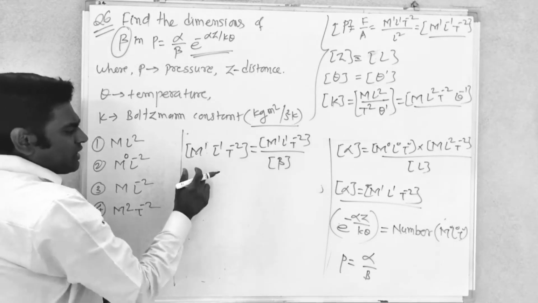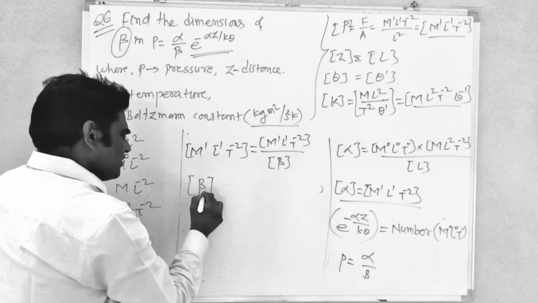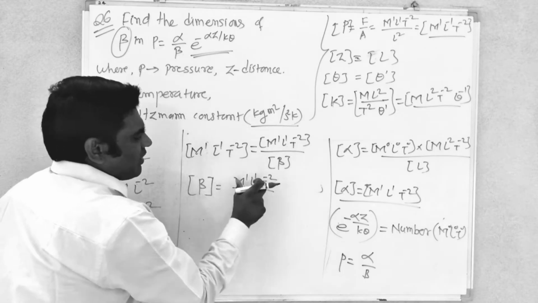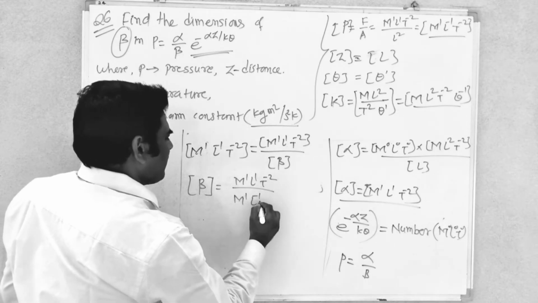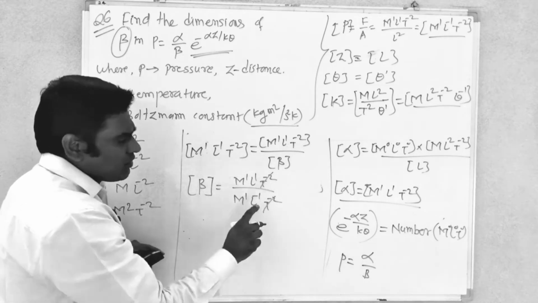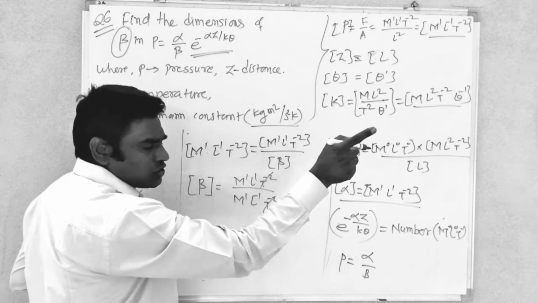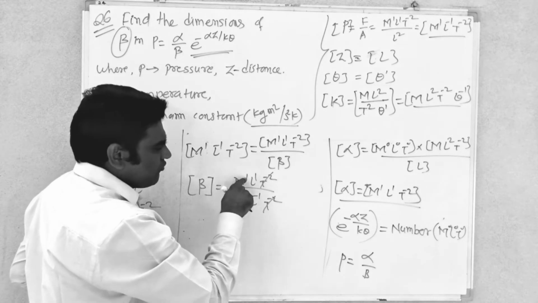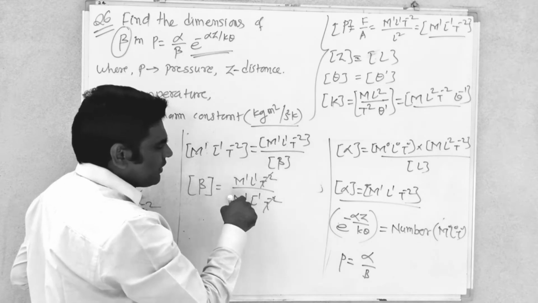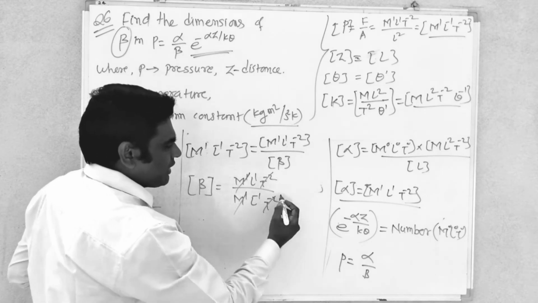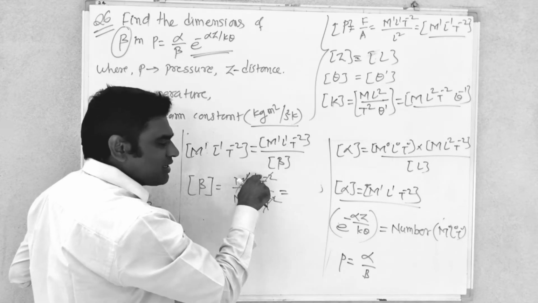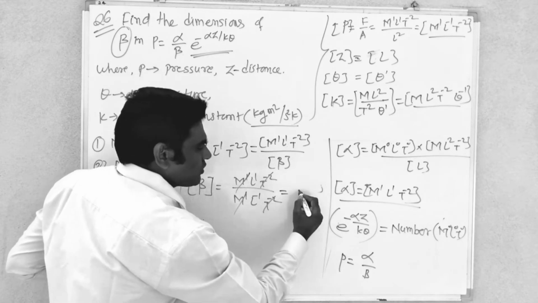So the dimension of beta, we want the dimension of beta. So this is equal to what? M1 L1 T to the power minus 2 divided by M1 L to the power minus 1 T to the power minus 2. Okay, so the T terms cancel: minus 2 plus 2 is 0. For M, 1 minus 1 is 0. The L to the power minus 1 goes up and becomes plus 1, so 1 plus 1 is 2, so L to the power 2.